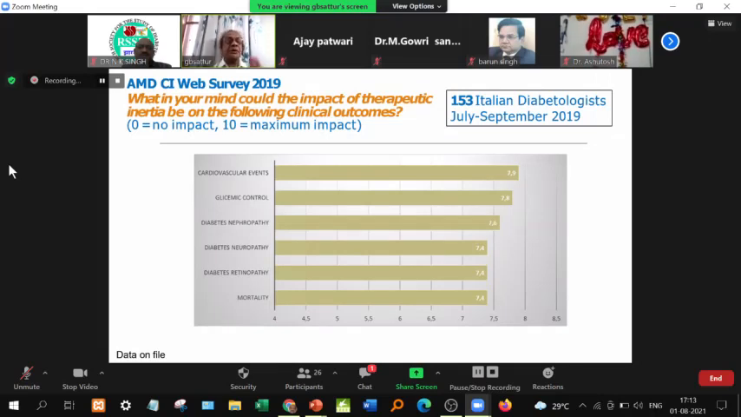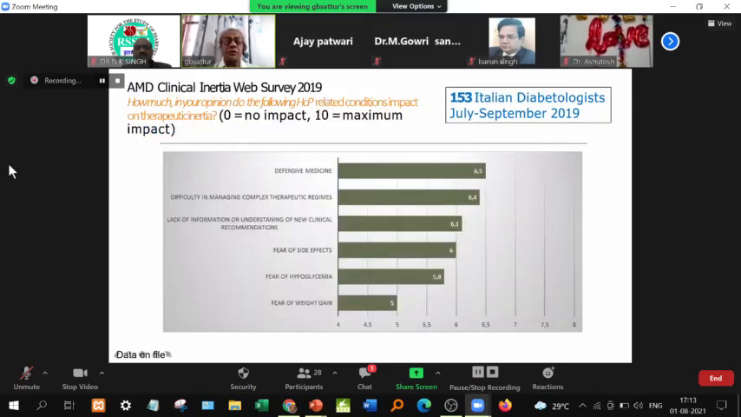This is an extremely important survey done in Italy of 153 Italian diabetologists, and it is really taken as one of the important references, even for ADA, in some of its citations. Now, these 153 diabetologists were asked various questions: what in your mind would be the impact of therapeutic inertia on certain complications? What about cardiovascular events? That was rated highest. Glycemic control was rated lower. So this is how they tried to analyze all these diabetologists.